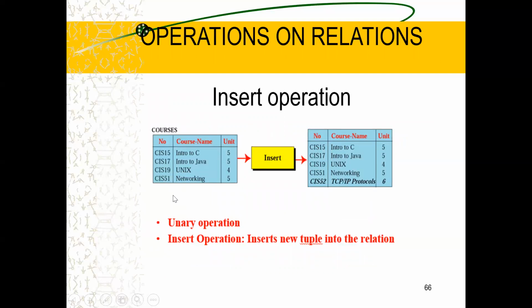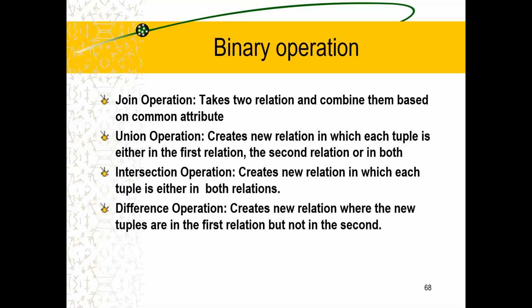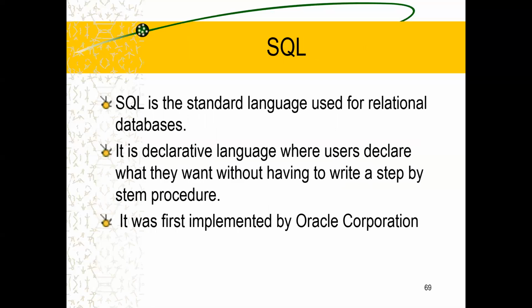Next, operations on relation. We have a number of operations, which we have categorized as unary operations and binary operations. In case of unary operations, examples are insert, update, delete, select, and project. What is delete? Deleting a tuple. Update means changing the values of some attributes of a tuple. Select uses some criteria to select some tuples from the original relation. Project operation creates a relation in which each tuple has fewer attributes. Binary operations are join, union, intersection, and difference operations.